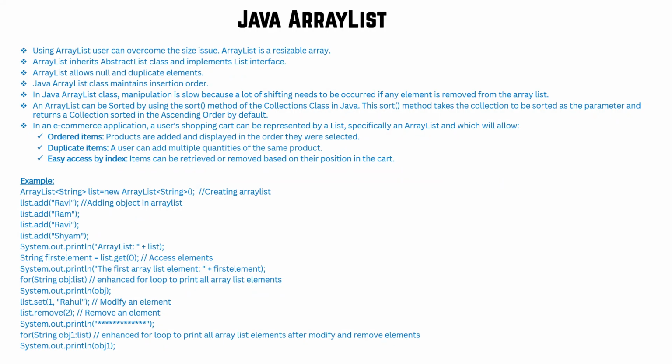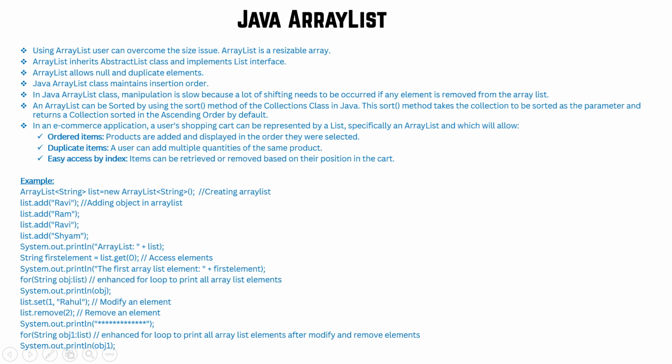In Java, ArrayList class manipulation is slow because a lot of shifting needs to occur if any element is removed from the array list, because you can only remove from one side. And array list can be sorted by using the sort method which is available in the collections class. So do not get confused. Collection is an interface, whereas collections is a class in the Java collection framework. And in the collections class, the sort method is available in Java. The sort method takes the collection to be sorted as the parameter and returns a collection sorted in ascending order by default.